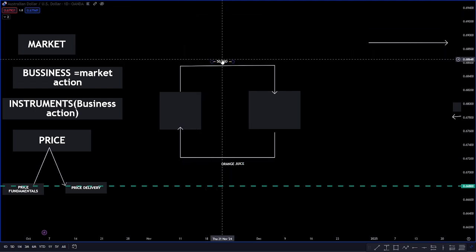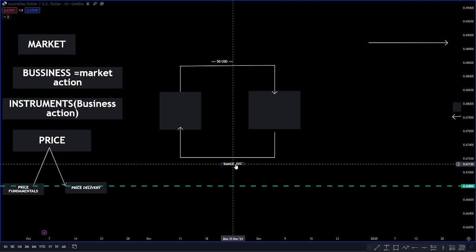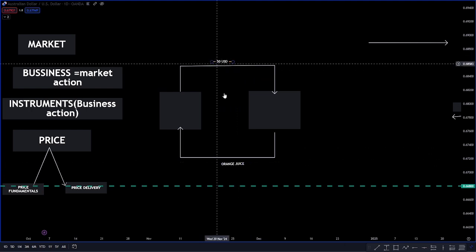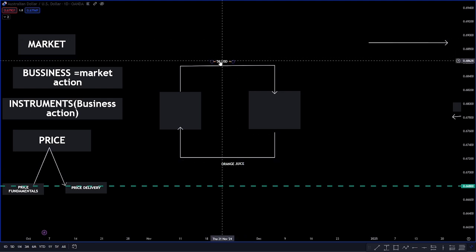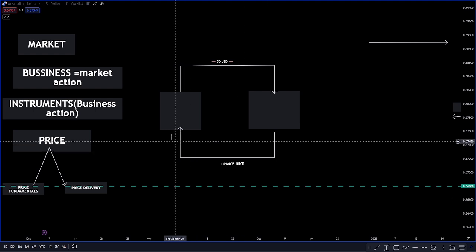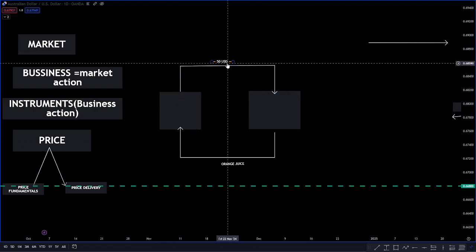Now this is where it gets funny. The price for 50 USD is also orange juice, which means that if you have 50 USD, you get orange juice. If you have orange juice, you get 50 USD, right? This is where transaction is now a funny thing. Listen to this explanation I'm giving you now. This is where the market is now. This is what makes the market dynamic.